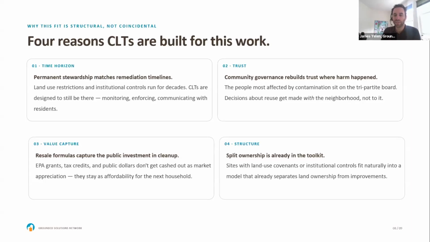And then finally, the split ownership that you tend to see in structures with the land use covenants or institutional control, something that comes up a lot in brownfields, that's already baked into the land trust model when you use the ground lease. So there's many different ways in which these pair really well. It's just a matter of being more intentional about how resources and efforts are aligned to advance them in tandem.